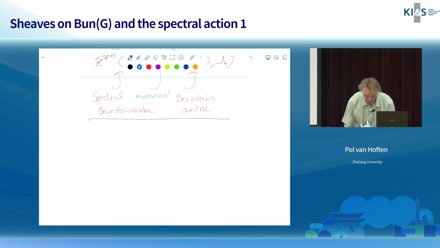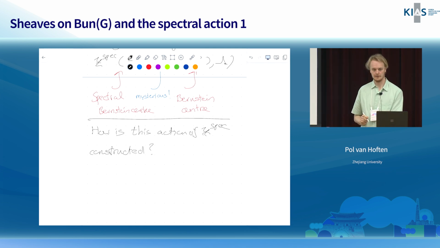Okay, so I should really get to the construction. So how? Rather than trying to explain how the spectral action is constructed, I want to say how this map is constructed. So how is this action of the spectral Bernstein center, Z spec, constructed? I think maybe I'll have to take a little bit of time in my next lecture.